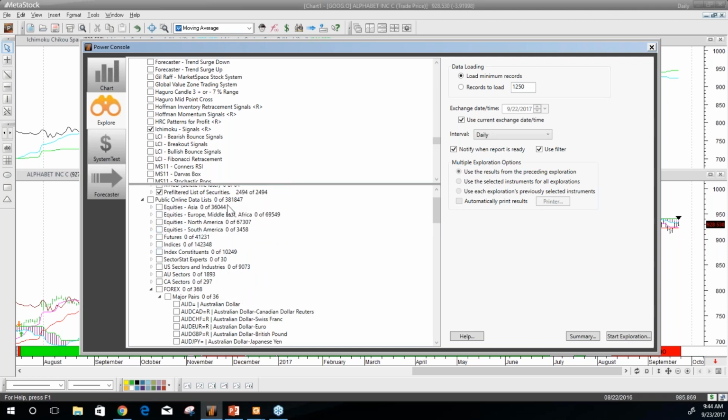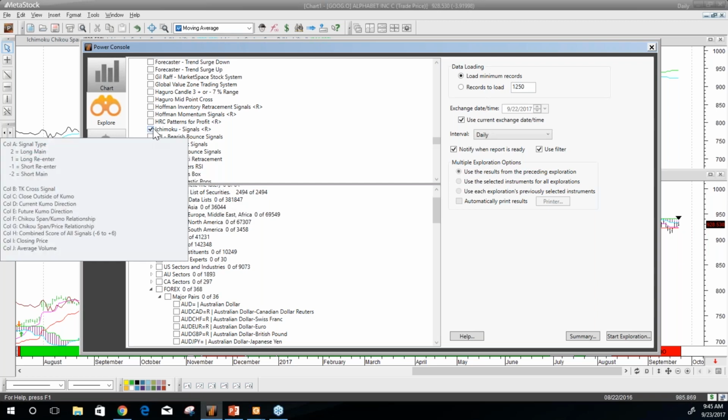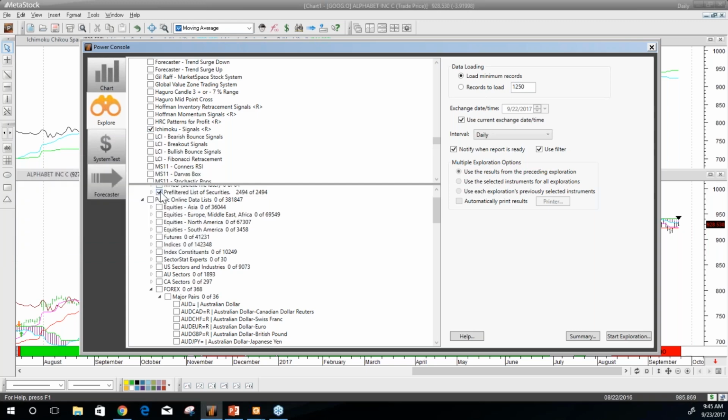With our Reuters data, we have lists that are put together that encompass 381,847 stocks, futures, forex, currencies, mutual funds. One of the things Reuters likes to brag about, and they should, is the fact that they cover 95% of the global market cap. In the case of running this scan, I basically just selected the Ichimoku signal scan, and in addition to that, I ran it against that pre-filtered list of securities. So basically I ran it against 2,494 stocks.